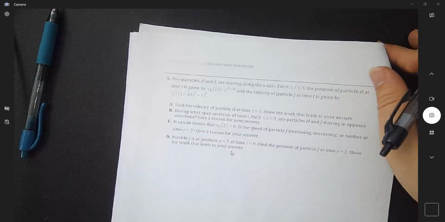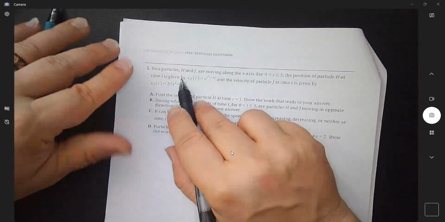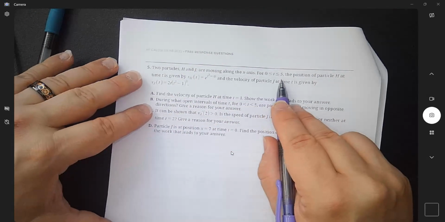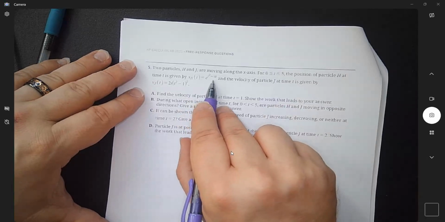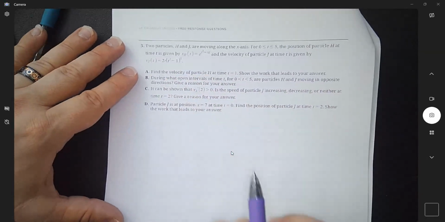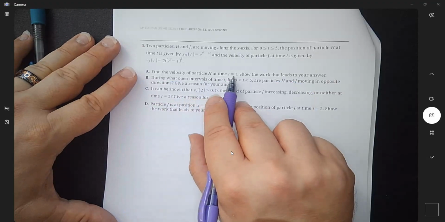All right, this is number 5 for AB students. Two particles, H and J, are moving along the x-axis. For this interval, the position of H is given by that, and the velocity of particle J is given by that. So we're given the position of one and the velocity of the other. Find the velocity of particle H at time equals 1.